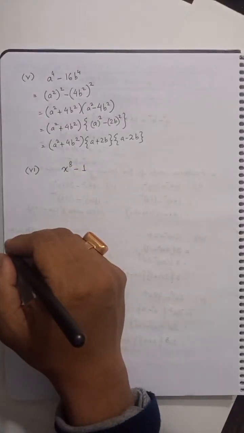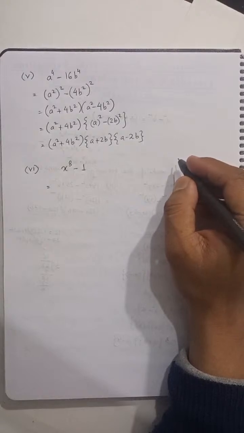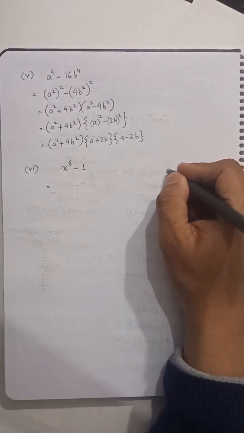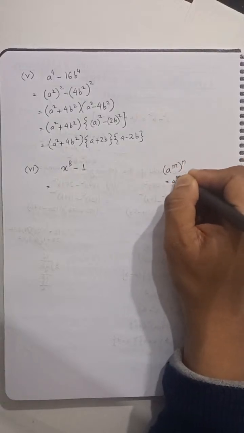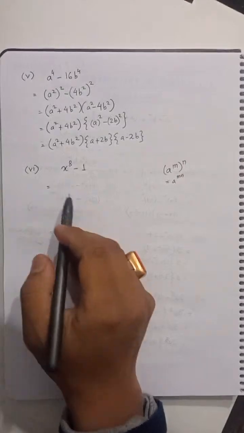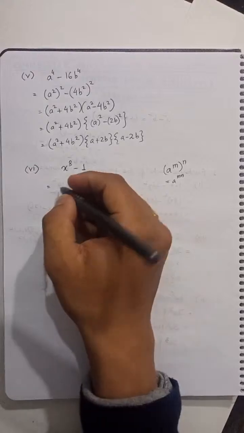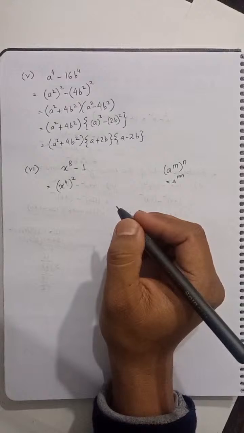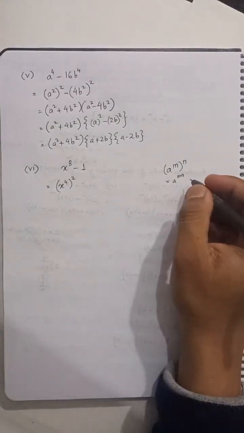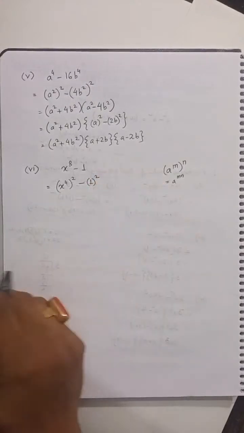x to the power 8 minus 1. Okay, so here we have to, let me show you one thing. So this is actually x to the power 8. So we have a law of exponent, a to the power m whole to the power n is equal to a to the power mn. Okay, so what we can do, since we have to express this in terms of difference of two squares, right? So we will write x to the power 4 whole to the power 2, and 1 raised to the power any number is always 1, no? So we can match it up. So we will write 1 to the power 2.